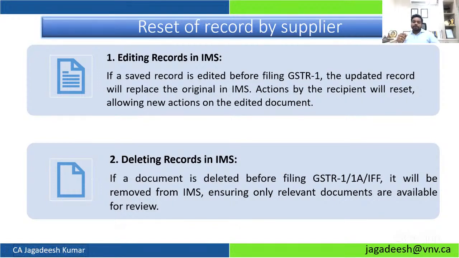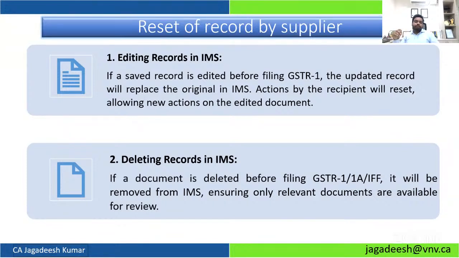Okay. So on the 5th, he has edited the document. He has amended that record. In that case, I have already accepted it. As and when he edits the document, my action status will go up and move to the no action category. Again, I have to take action on the invoice.